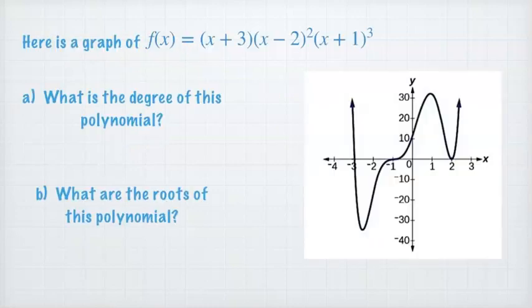All right, so let's connect the roots and the multiplicity. Let's see how they all connect to the graph. So if I'm looking at this function f of x and I want to know the degree, well, this is in factored form, and if it's in factored form, I have to add up all the exponents. So this has an exponent of 1, this has an exponent of 2, and this has an exponent of 3. So the degree of this polynomial is going to be 6.